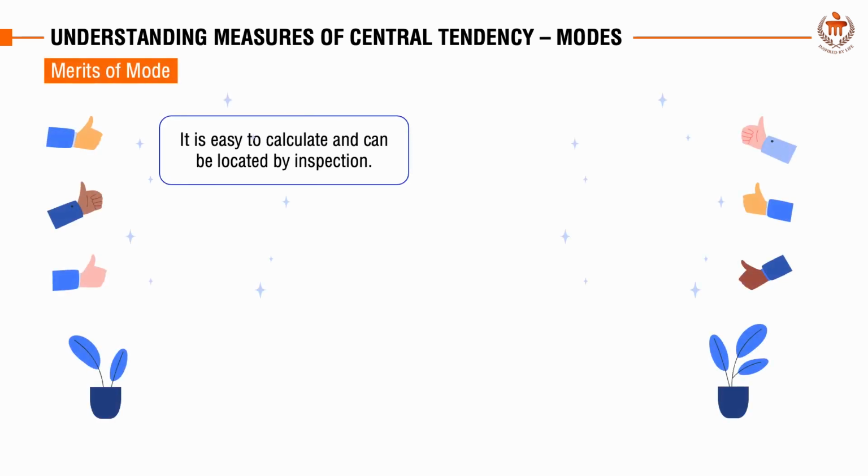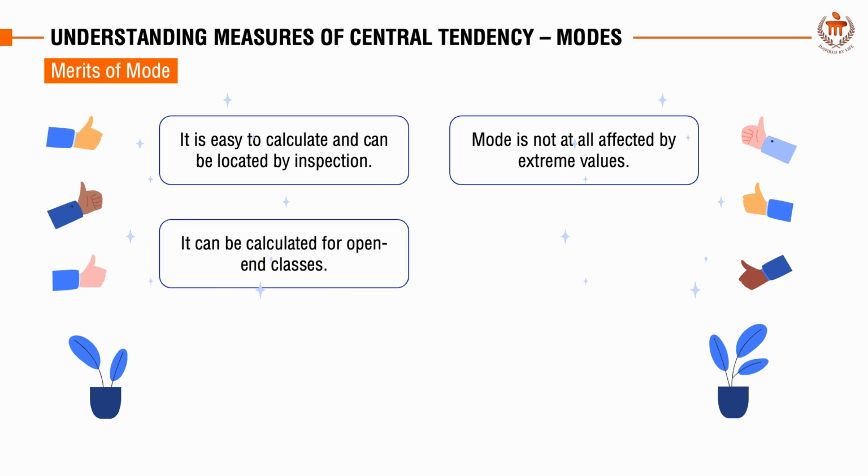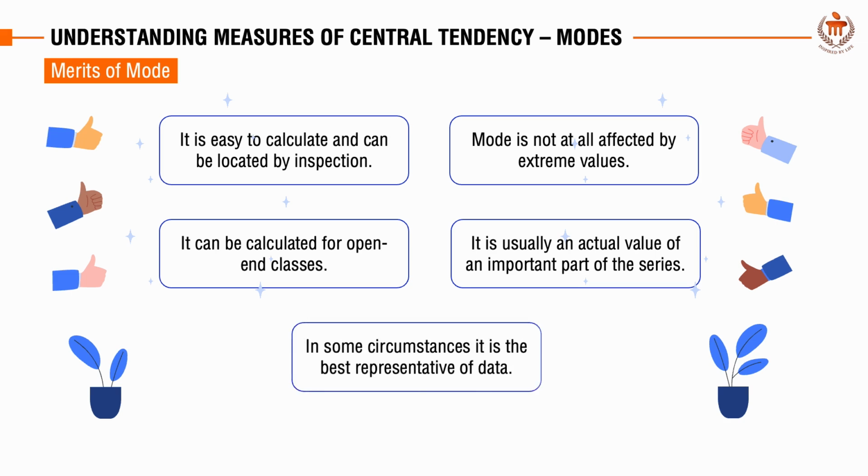Talking about the merits of mode, it is easy to calculate and can be located by inspection. Mode is not at all affected by extreme values. It can be calculated even for open-ended classes, and it is usually an actual value of an important part of the series. And in some circumstances, it is the best representative of data.